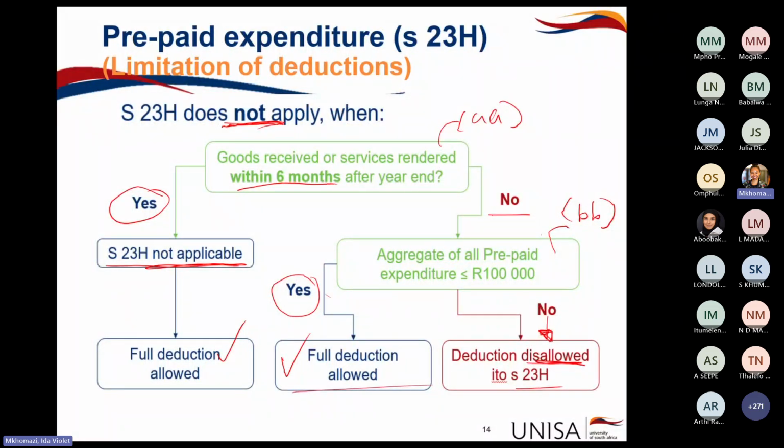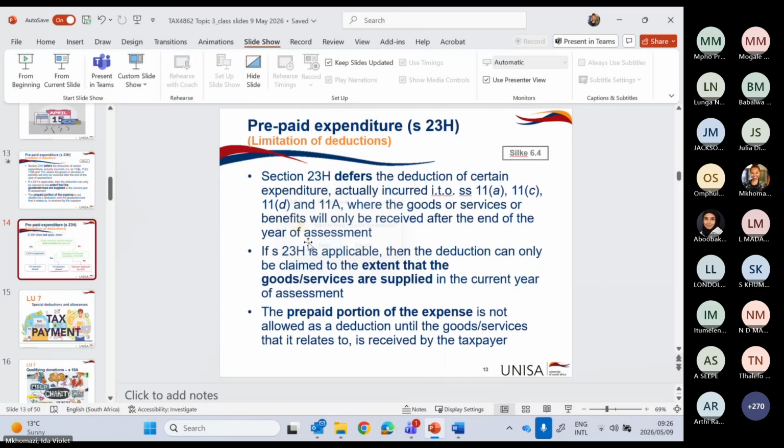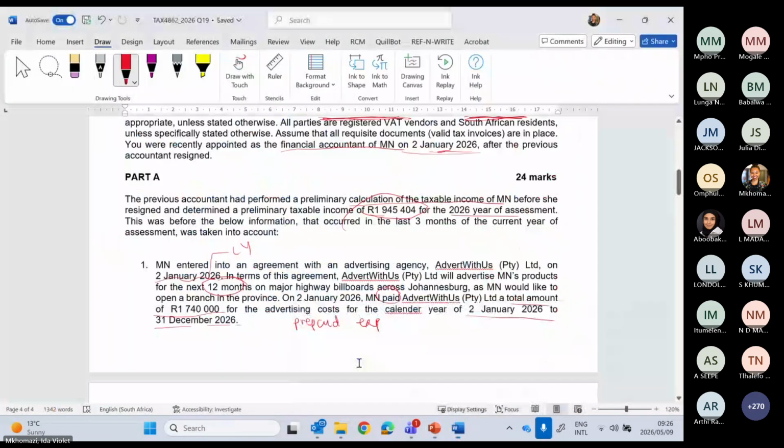So the rule is that you need to apply the 6-month test, if I can call it a test. You apply the 6-month test first, your Proviso AA, and thereafter you apply the 100,000 test. So now if we go back to our question, we need to determine whether Section 23H is applicable or not. Remember the rules? I just said that you need to firstly assess in terms of Proviso AA whether the service will be rendered within 6 months after year end.